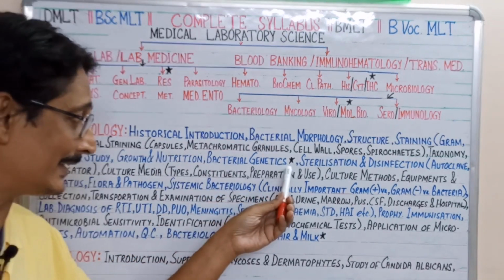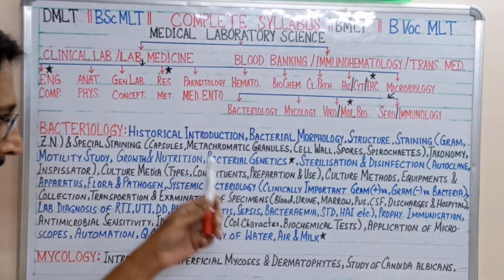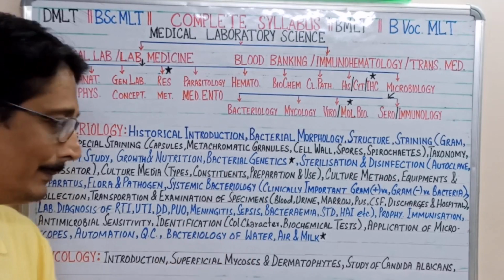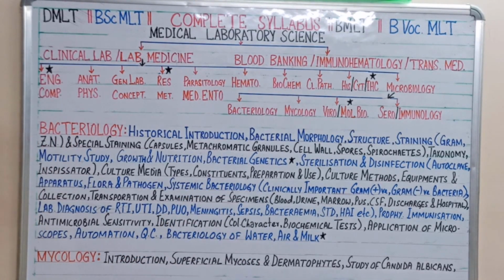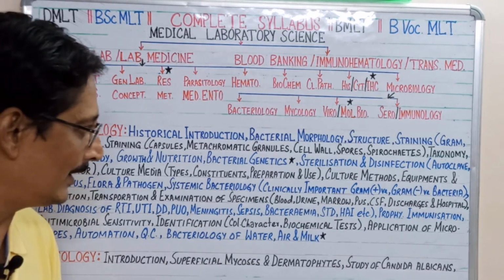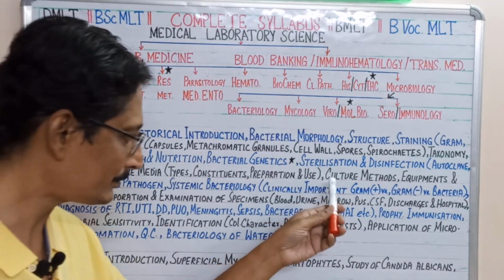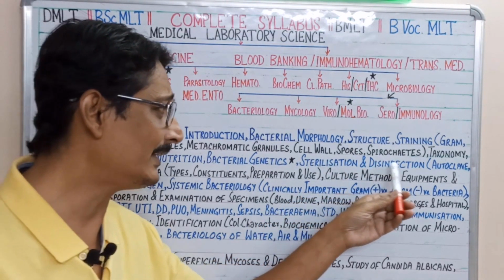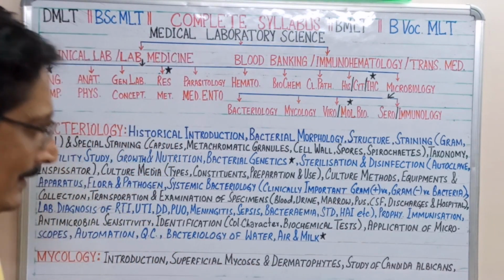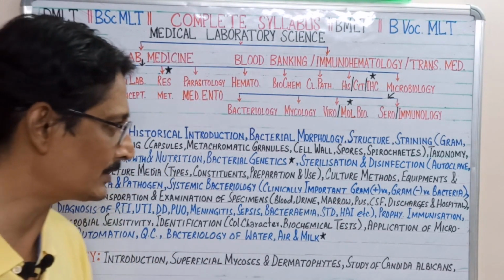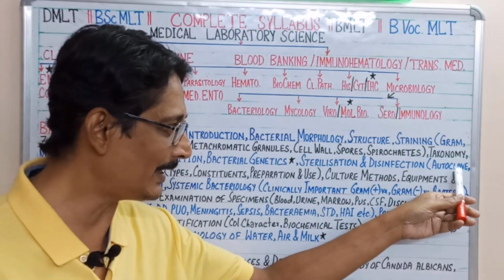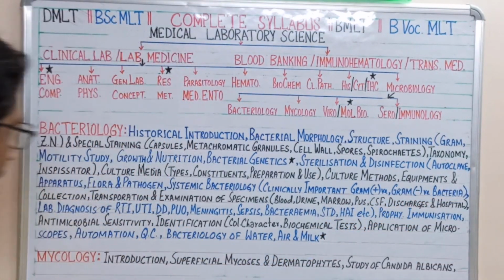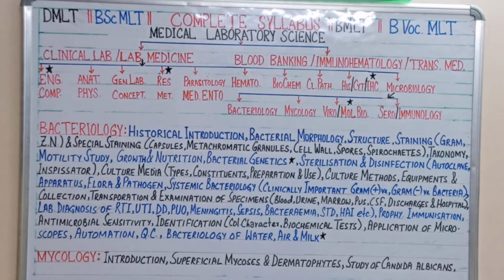Bacterial genetics is also a black star, mainly for the bachelor degree students. Here we study the recombination of their genetic structures, and then sterilization and disinfection, which is the main concern in a bacteriology or microbiology lab. Here we mainly study two machines, the autoclave and the inspissator. So next is the culture media.